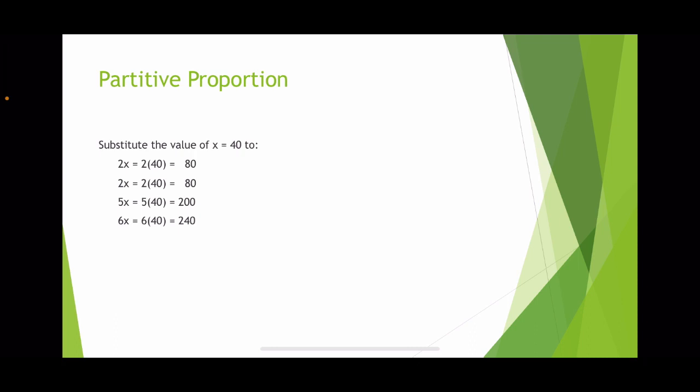So, adding all the 4, we will have 80 plus 80 is equal to 160, plus 200 is equal to 360, and plus 240 is equal to 600. So, therefore, our answers are correct.